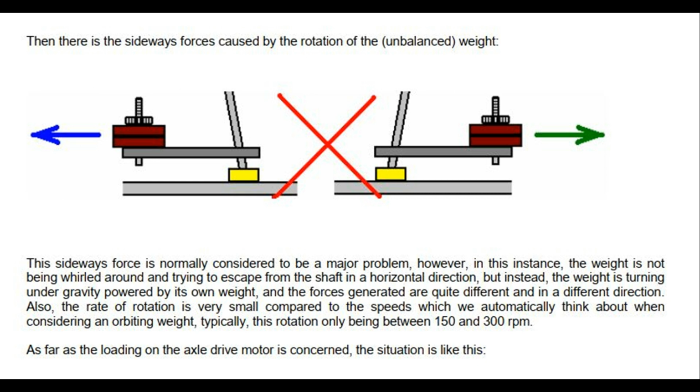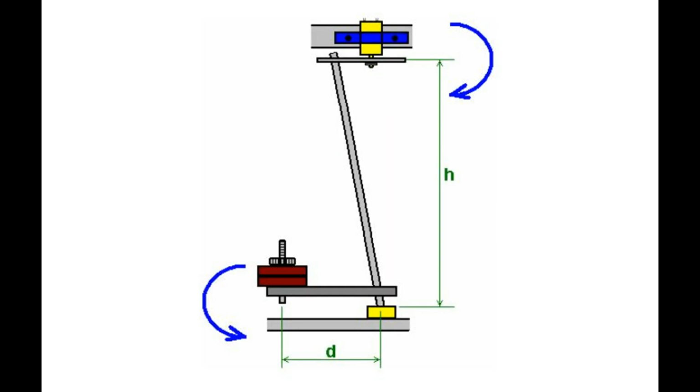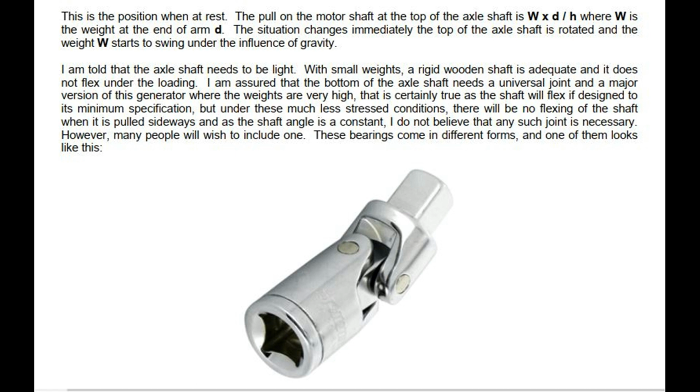As far as the loading on the axle drive motor is concerned, the situation is like this. This is the position when at rest. The pull on the motor shaft at the top of the axle shaft is W x D / H, where W is the weight at the end of arm D. The situation changes immediately the top of the axle shaft is rotated and the weight W starts to swing under the influence of gravity. I am told that the axle shaft needs to be light.